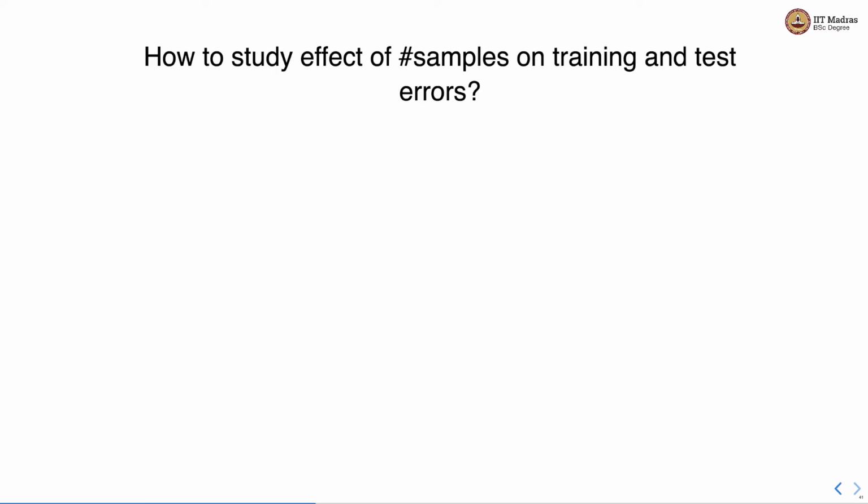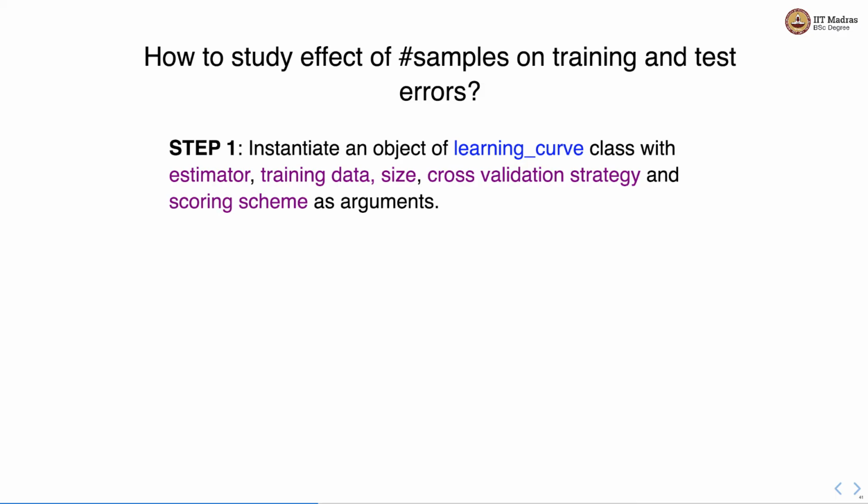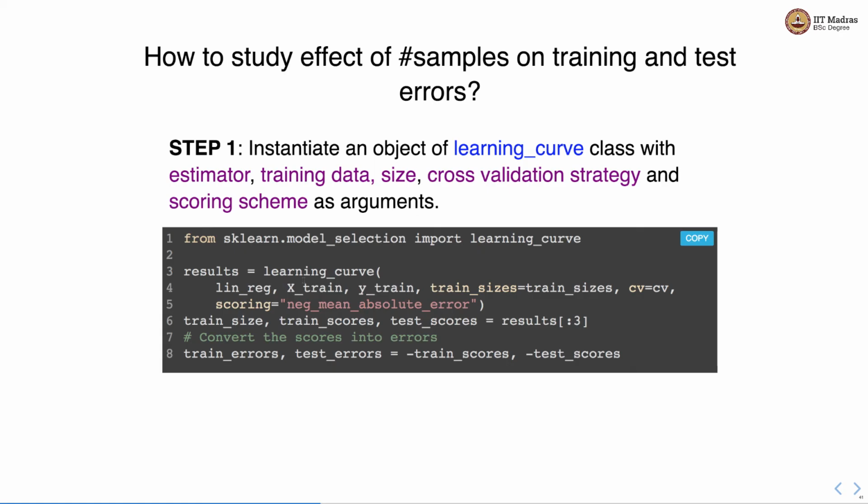So let's see how to study the effect of the number of samples on training and test errors. sklearn provides us with the learning_curve function. This learning_curve function takes the estimator, training data, sizes of the training set, cross-validation strategy, and scoring scheme as arguments, which is pretty much the same as the cross_validate function. So we call learning_curve by specifying the linear regression estimator, training feature matrix, label matrix, the size of the training data, then the cross-validation iterator, and the scoring scheme. And we can get the training sizes, training scores, and test scores by accessing the first three values of the results returned by learning_curve.